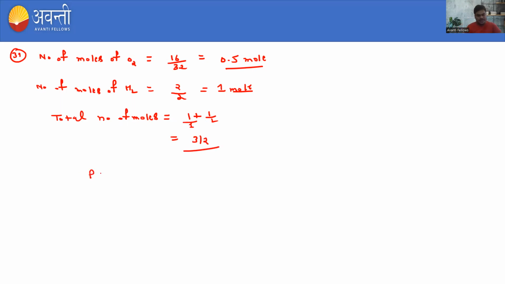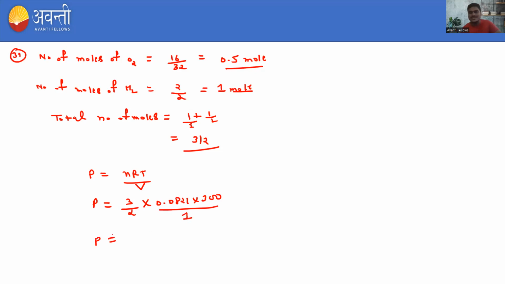Now we know what P is. P is equal to nRT upon V, where this n is the total number of moles. Just put the value. So P is equal to n = 3 by 2, R we have 0.0821, T is 300, and the volume of the container is already given as 1.